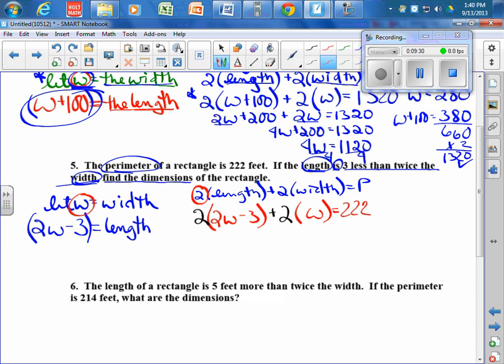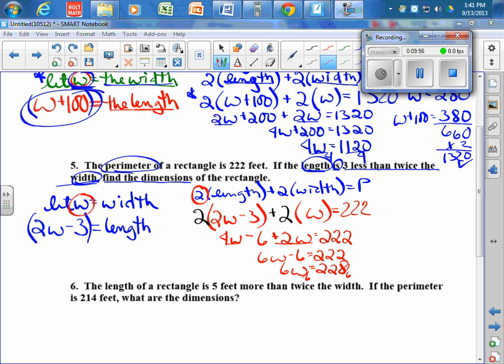Solve the equation. Use the distributive property. 2 times 2W is 4W, minus 2 times 3 is 6, plus 2W is equal to 222. 4W plus 2W, 6W, minus 6 equals 222. Adding 6 to both sides, 6W is equal to 228. And when you divide both sides by 6, you get the width being 38.